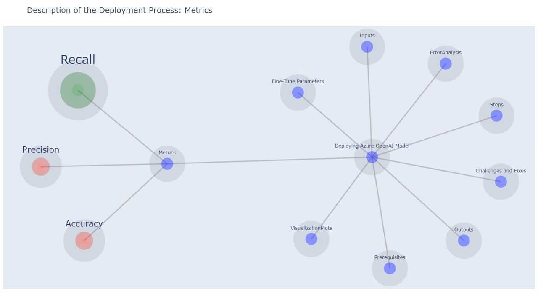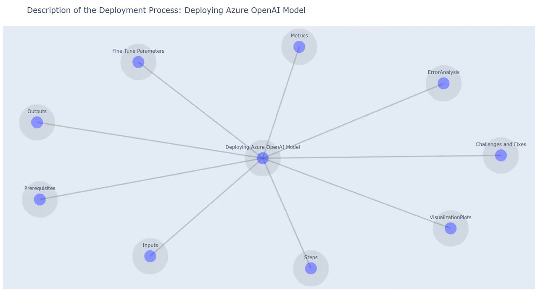Recall. This metric measures the proportion of correctly classified positive instances among all actual positive instances. It emphasizes the model's ability to identify all true positives.